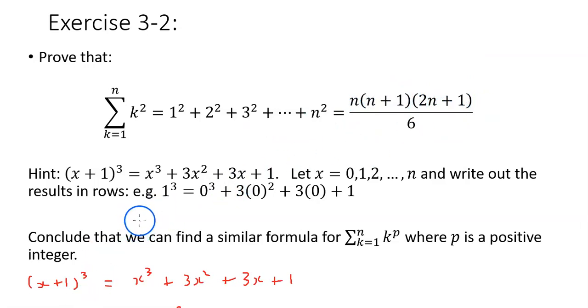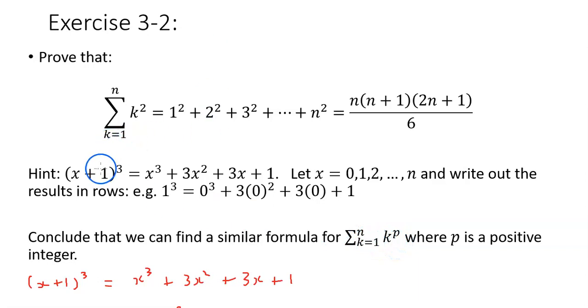Now, we've almost finished this exercise, except we have at the bottom here, conclude that we can find a similar formula for the sum from k equals 1 to n of k to the power of p, where p is a positive integer. So we know we can do it for p equals 1 and p equals 2, because we just did it for p equals 2 over here, using this interesting expansion here. What about if we wanted to do it for p equals 3?